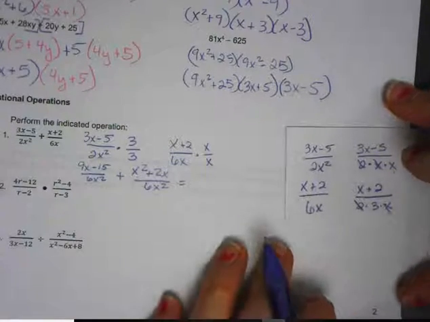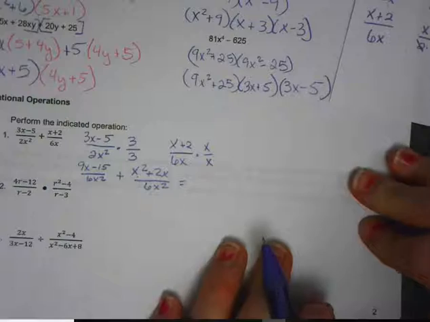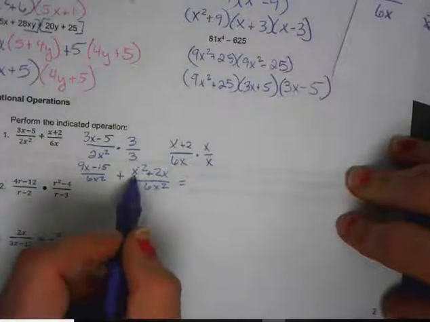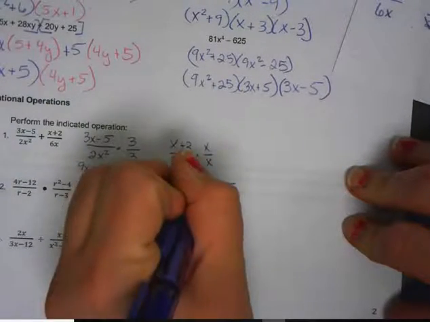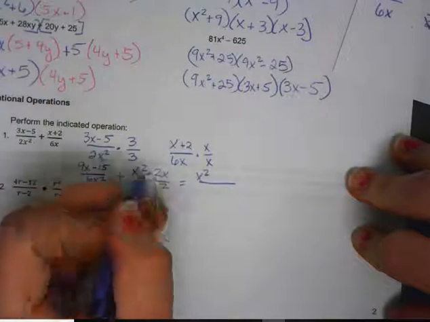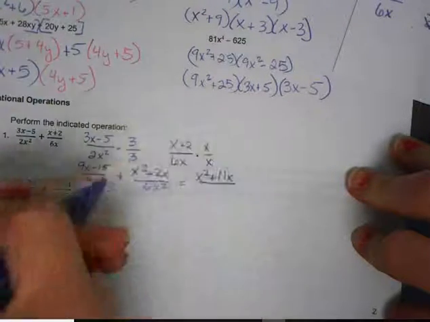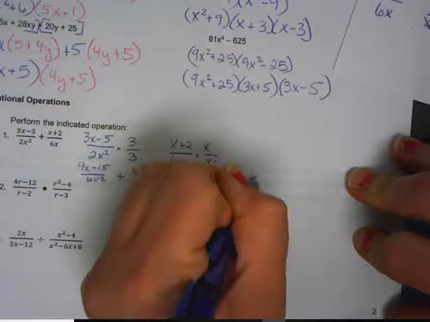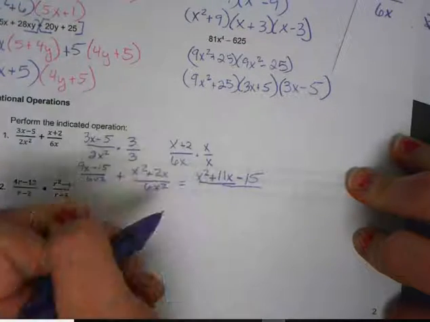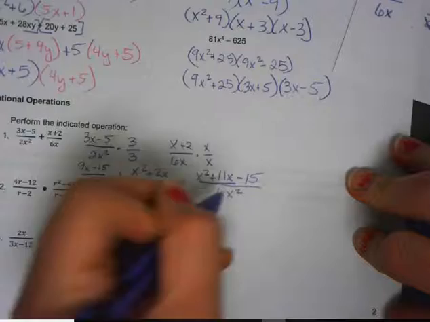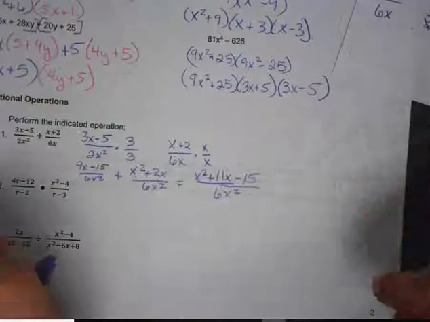And now we can do the indicated operation, which is simply to add them together. We only have one x squared, so we're going to have x squared. We have 9x and 2x, that gives me 11x, and we have minus 15. And all of that is going to be over 6x squared. There are no common factors, so that is our simplest version.